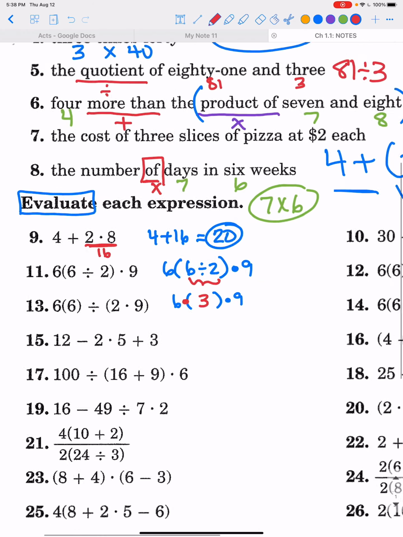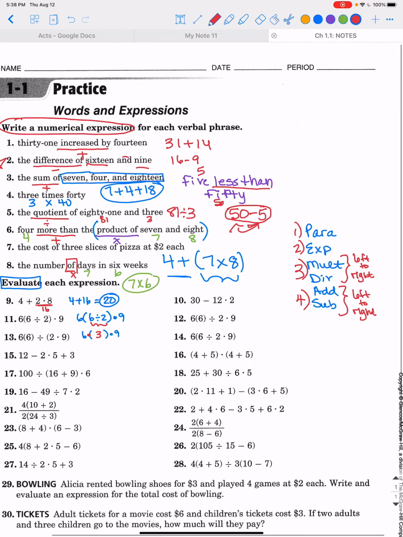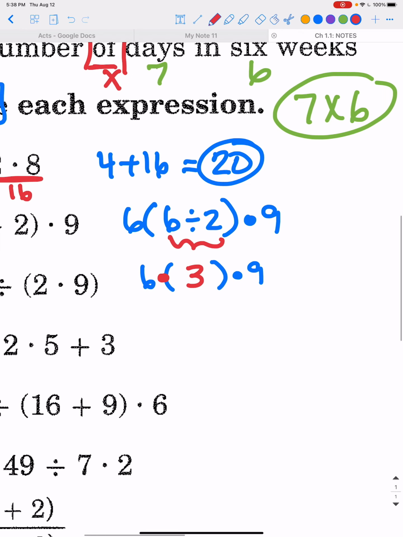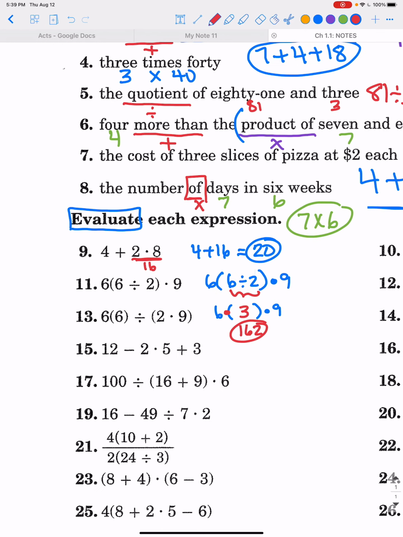Well, if you look at our list here, that is all multiplication. And when we have several things to do that are in one level, we do them left to right. So that means that we have 6 times 3, and I'm going to grab my calculator here real quick. We have 6 times 3, and then times 9 equals, and your total is 162. And that's the answer you circle. So when you come back up here to number 11, the answer is 162.